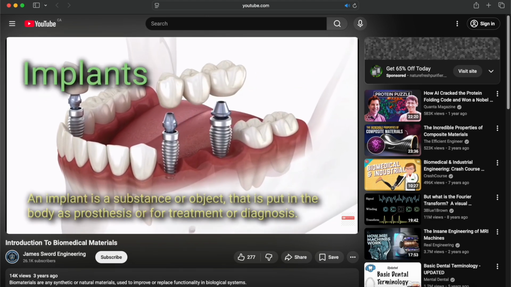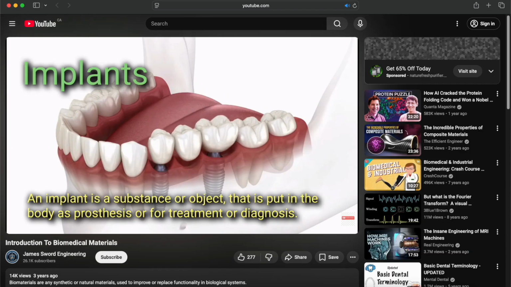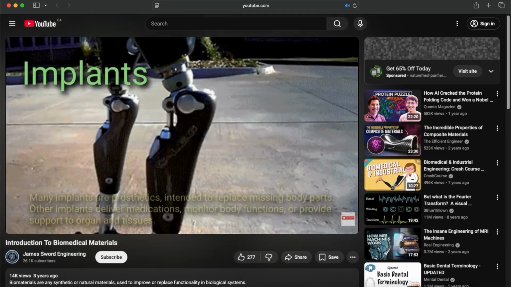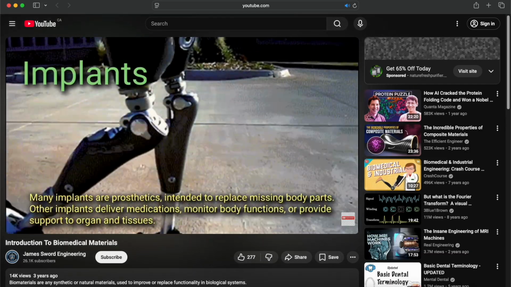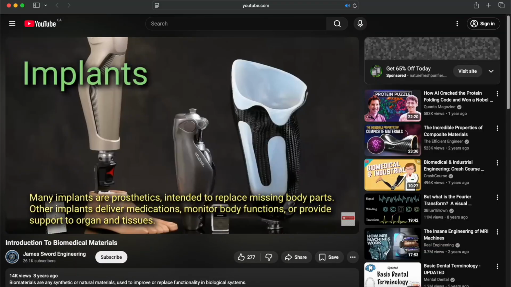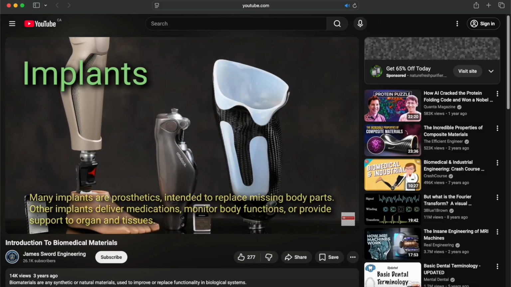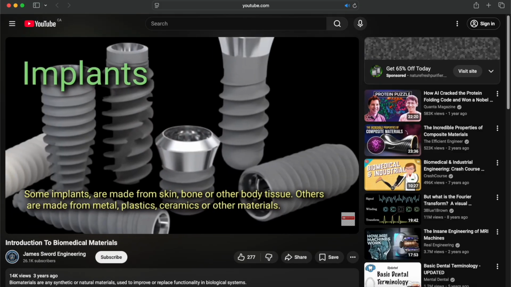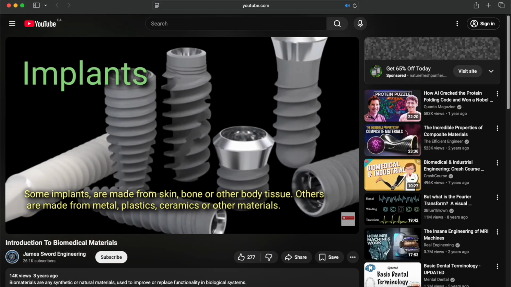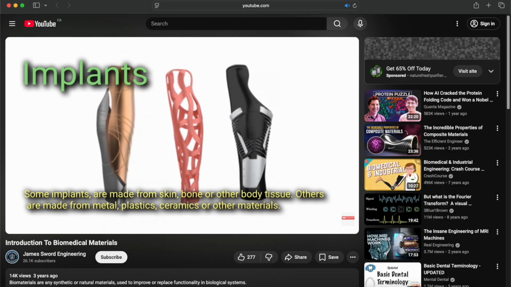Implants. An implant is a substance or object that is put in the body as a prosthesis or for treatment or diagnosis. Many implants are prosthetics, intended to replace missing body parts. Other implants deliver medications, monitor body functions, or provide support to organs and tissues. Some implants are made from skin, bone or other body tissue. Others are made from metal, plastics, ceramics or other materials.